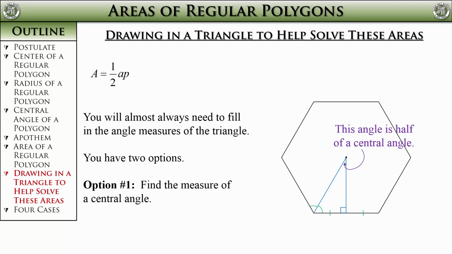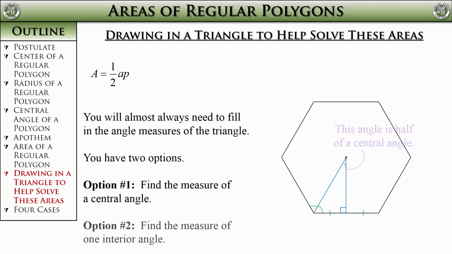Once you have filled in that angle measure, then simply subtract it and 90 from 180 to find the missing angle. That's option number 1. Option number 2 is to find the measure of one of the interior angles. You have to think back a bit, but that's the formula. It certainly isn't as easy as option number 1, as the central angle calculation is easier, but some students prefer to do it this way, and it's perfectly fine if you want to do it. So if you calculate one of the angle measures, and the radius cuts one of them in half, you can fill in the angle measures of the triangle. It's a little harder than option number 1, but definitely a possible way to do it.